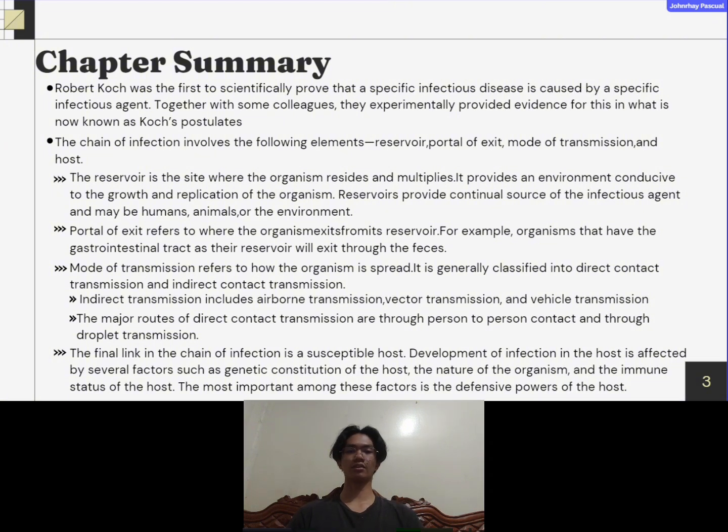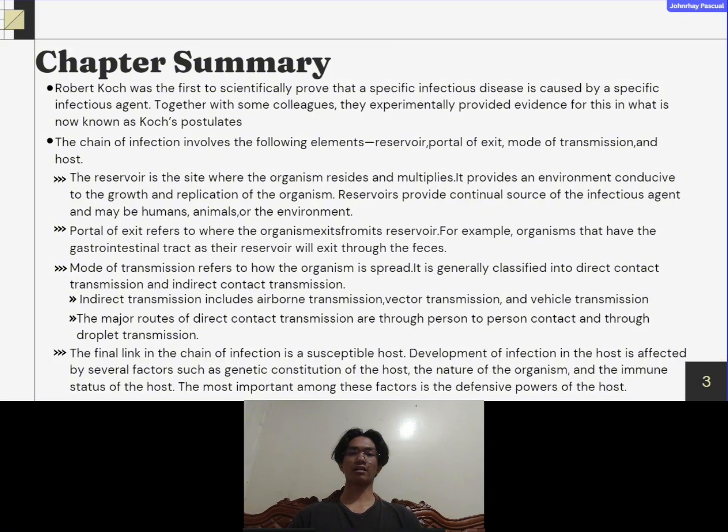The third element is the mode of transmission. Mode of transmission refers to how the organism spreads. It is generally classified into two transmissions: direct and indirect transmission. Indirect transmission includes airborne transmission, vector transmission, and vehicle transmission. For example, yung taong may sakit, nalagyan ng germs yung isang physical na object, tapos yung physical object na yun, nagkaroon ka ng physical contact, or nahawakan mo siya, yun ang indirect transmission.